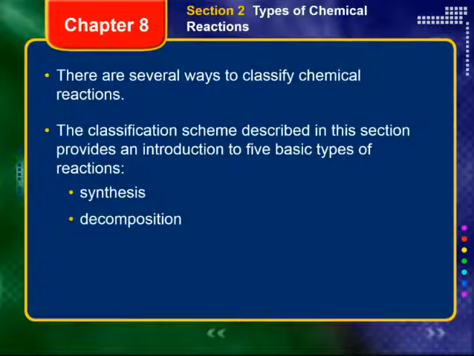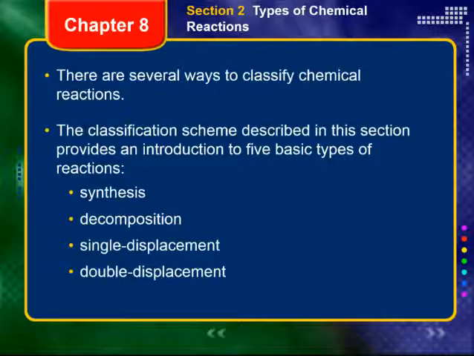So there are several ways to classify reactions. The classification scheme described in this section provides an introduction to 5 basic types of reactions. There are more than this, but these are the 5 basic ones that we are going to introduce here. Like we've already mentioned in the objectives, it's synthesis, decomposition, single displacement, double displacement, and combustion.